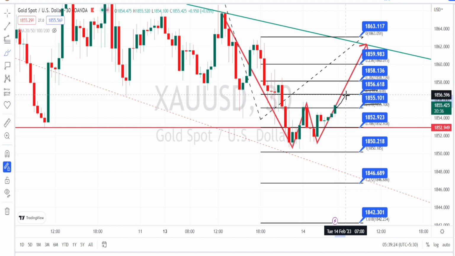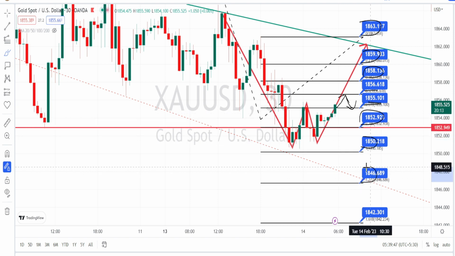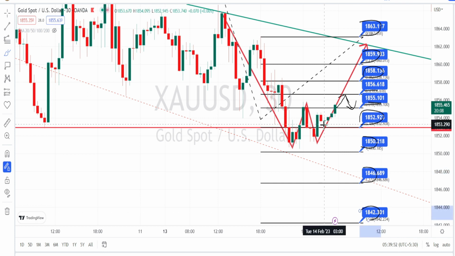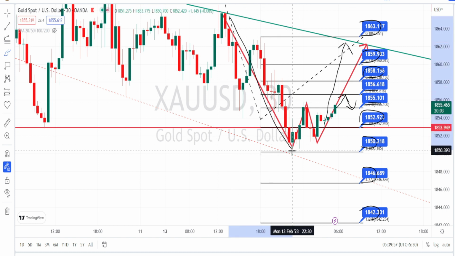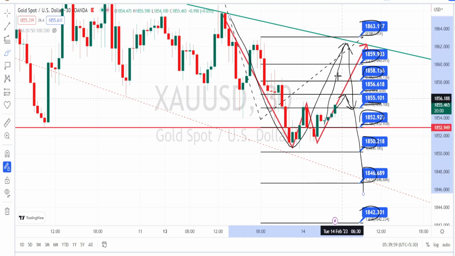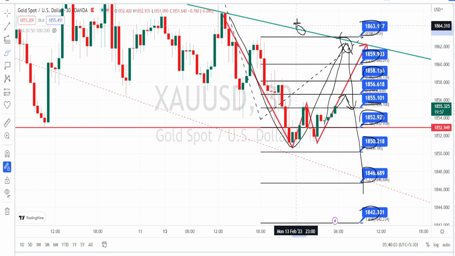And once the price action breaks the resistance level of 1856, next level of resistance is going to be around 1858, 1854 and 1863. And on the bearish side, if the price action breaks the support level of 1855, next level of support is going to be around 1852, 1850, 1846 and 1842. Although the current trend is on a bullish side retracement, the overall trend of the price action is in a bearish trend as long as the price is trading below this green color resistance line from the hourly time frame.